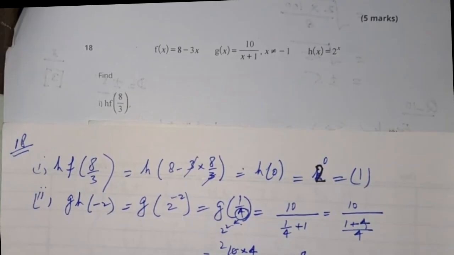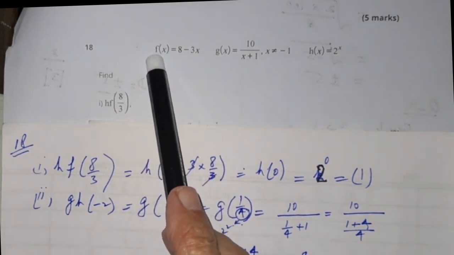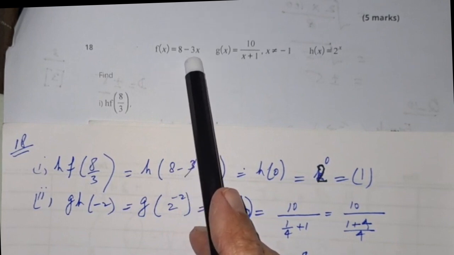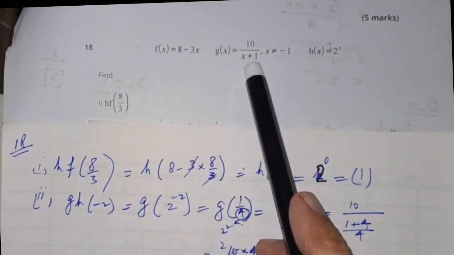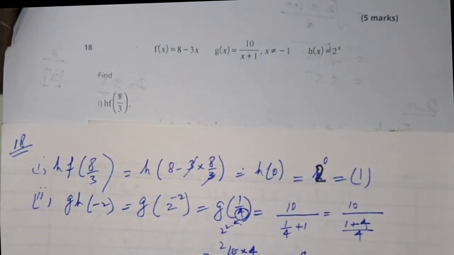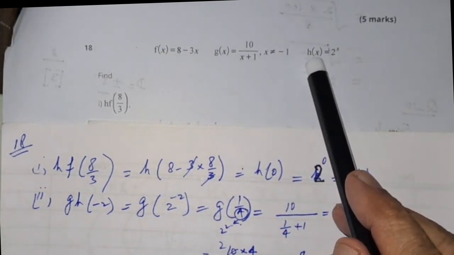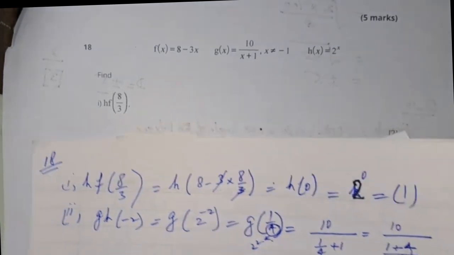Question 18 is of functions and their interrelation. There are 3 functions given here. First is f(x) equal to 8 minus 3x. Second is g(x) equal to 10 over x plus 1, where x is not equal to 0. And third is h(x), which equals 2 power x. And there are 4 parts that we have to do.